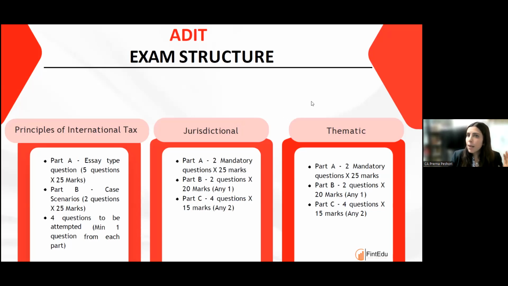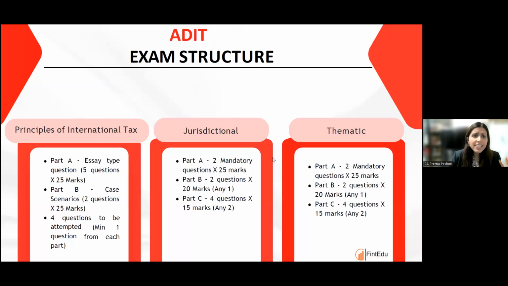Then we have the thematic module. Under thematic module, the structure is same as jurisdiction only. So part A, 2 mandatory questions, 25 marks. Part B, 2 questions, any 1 you have to answer of 20 marks. And part C, 4 questions of 15 marks, any 2. Again, in thematic, you have the combination of the essay type and the case scenario based question. This is how the paper structure looks like.